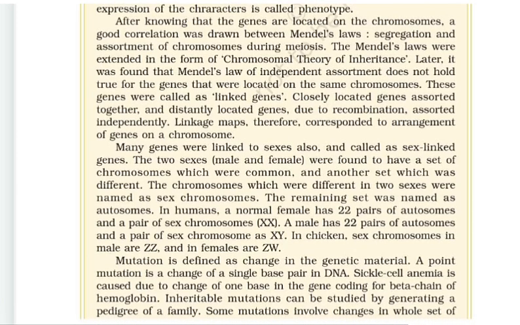Later it was found that Mendel's law of independent assortment does not hold true for genes that were located on the same chromosome. These genes were called linked genes. Closely located genes assorted together, and distantly located genes, due to recombination, assorted independently. Linkage maps therefore correspond to the arrangement of genes on a chromosome. Many genes were linked to sex.